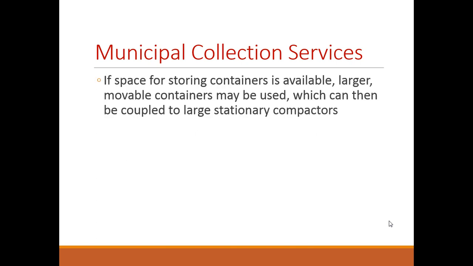So if space for storing containers is available, a larger movable container may be used. For example, again, think of the mall. They would put a large container at the back in a car park somewhere, and all the garbage from the various establishments would be accumulated there. Some of these larger containers may be outfitted with a compactor section. So when you put in the waste, it is automatically compacted, so that when it is collected by the collection vehicle, the volume has already been reduced.